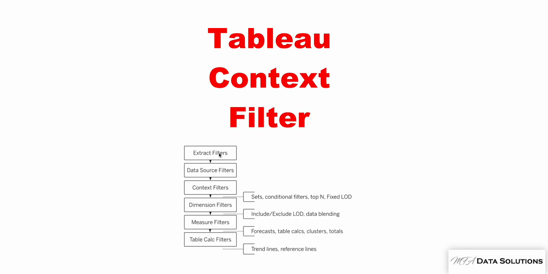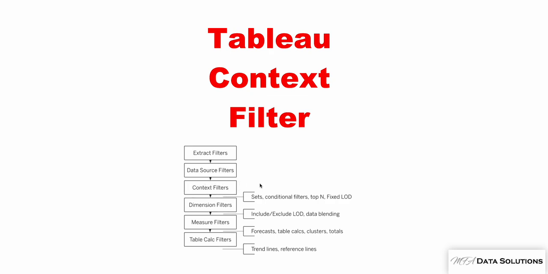It all starts with the extract filters, so that narrows the data down, and then it goes over to data source filters, that narrows the data down even further, and then we get to context filters. And then you have dimension filters, measure filters, and table calc filters. In this video, we're going to cover context filters and how they work.